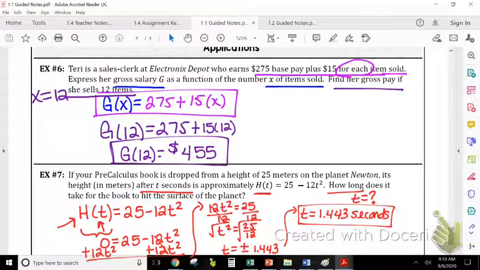All right, guys, and so that's the end of 1.1. And so make sure you finish your assignment, and then we're going to start 1.2.